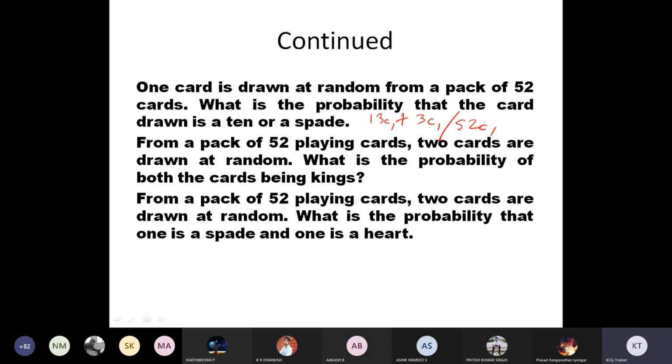Next question. From a pack of 52 playing cards, 2 cards are drawn at random. What is the probability both are kings? How many kings? 4. From that, select 2. This is the answer of permutation combination: 4C2 is the answer of PNC. When you divide this by 52C2, it becomes probability.